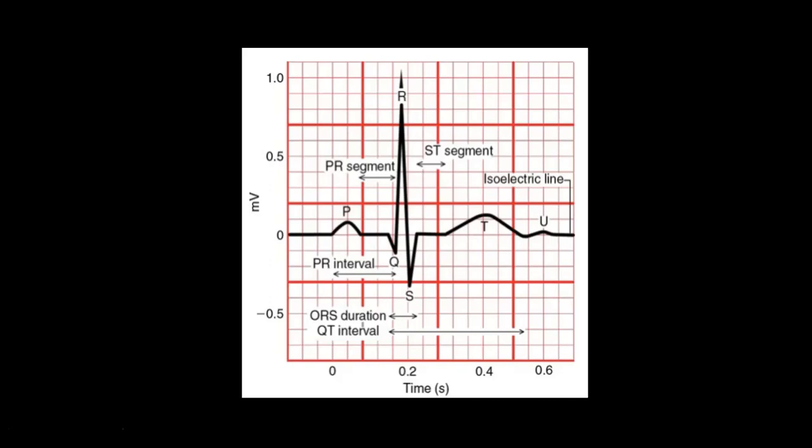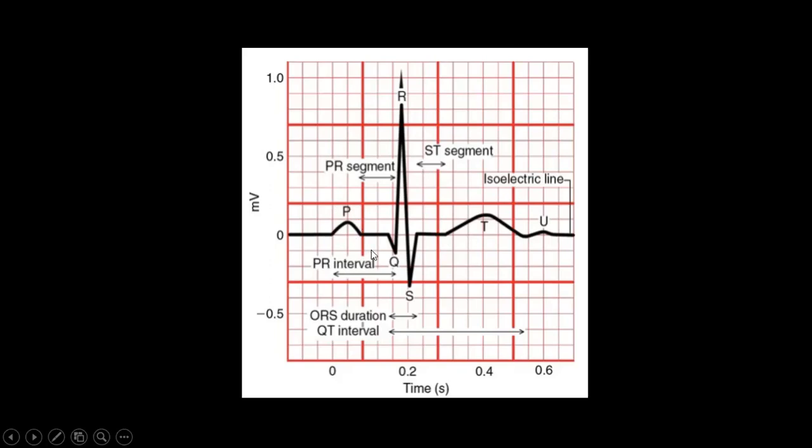Now let's discuss the waves of the ECG. The first one is the P wave. The P wave is the first rounded positive deflection. Here you can see this is a normal ECG, and the P wave is the first rounded positive deflection. It is caused by the depolarization of atrial musculature. That is, it is the depolarization of the atria which is responsible for the production of this P wave. Its duration is around 0.1 second, and its amplitude ranges from 0.1 to 0.12 millivolt.